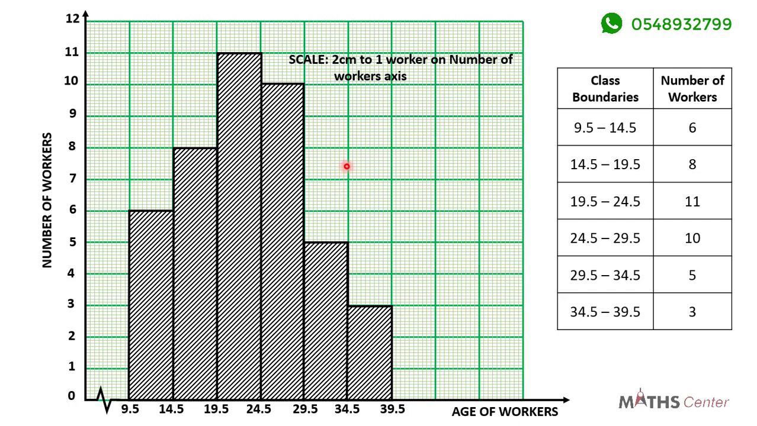We have the histogram for the data that was given to us, and this time we used the class boundaries on the horizontal axis. We will have to choose a title for our histogram. The data shows the ages of workers in the company, so my title will be a histogram showing the age distribution of workers in the company, just as we did in the previous video.